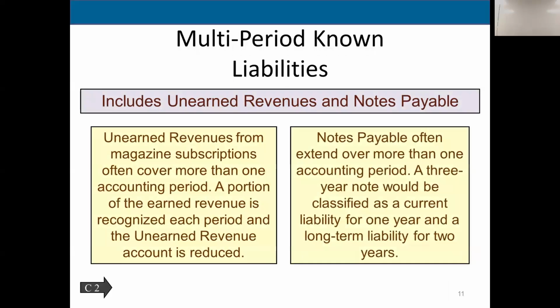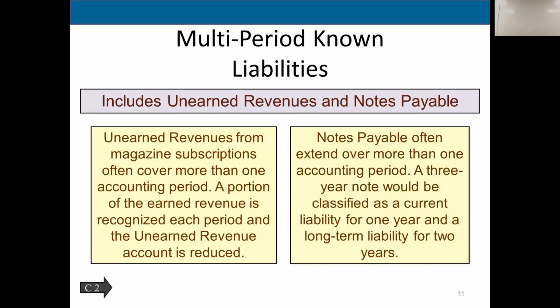All right, multi-period liabilities. It includes unearned revenues and notes payable. So let's look at an example. Unearned revenues for magazine subscriptions often cover more than one accounting period. So again, a portion of that revenue is recognized each period, and the unearned revenue account is reduced. That's exactly what we just looked at with the Rihanna concert. Remember, when we realized that first concert day, $625,000, we reduced the amount of unearned revenue by that amount.